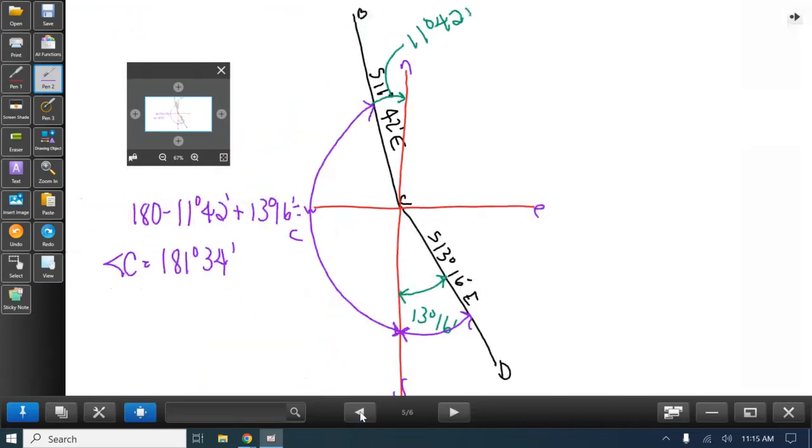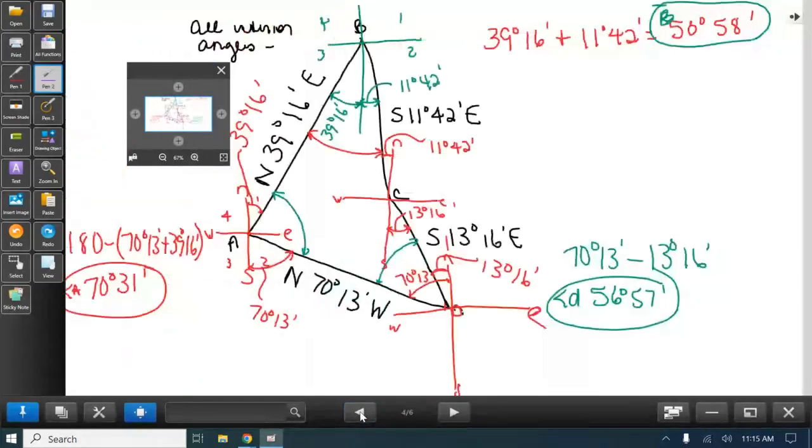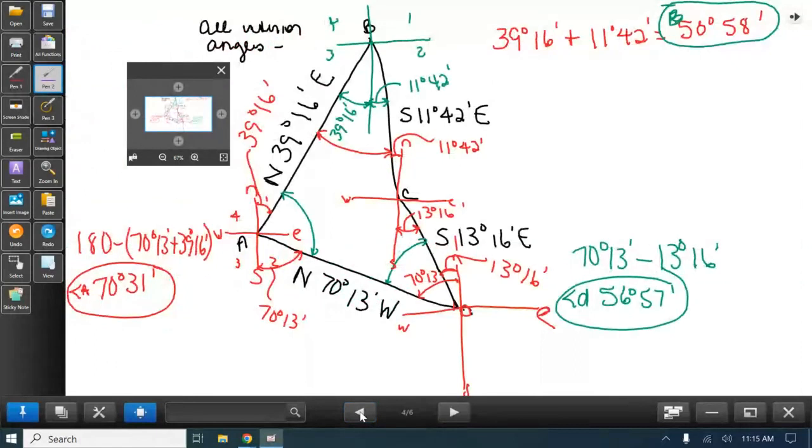I'm off 5 minutes. Can you go back to that other picture? Alright, so D is 56/57. A is 70/31. B is 50/58.